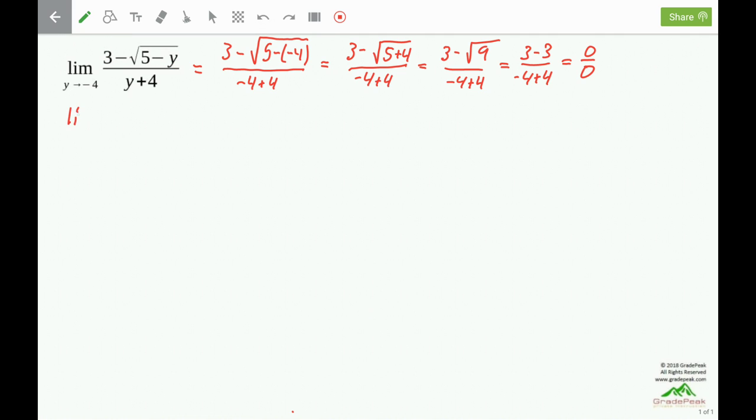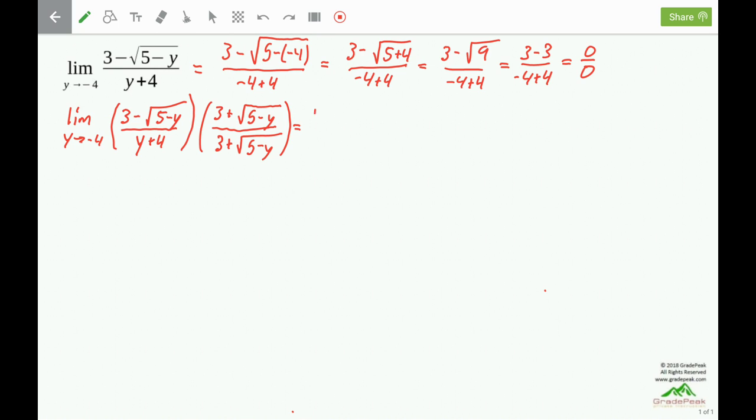We're going to try the root combination method. Limit as y goes to negative 4 of 3 minus the square root of 5 minus y over y plus 4. There's our original limit. We're going to multiply the numerator and denominator by the conjugate of the root combination. The conjugate is the same two terms in the root combination, but opposite sign between them. That will be a plus sign between them for this problem. We're going to multiply the numerator and denominator by that root conjugate, a form of 1, so we do not change the value.